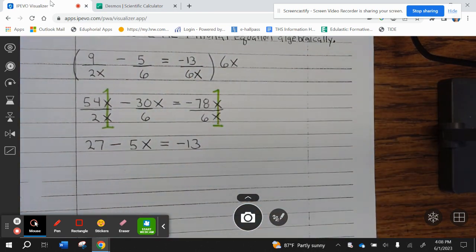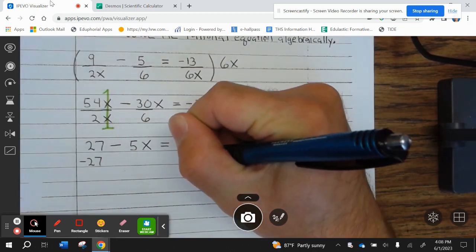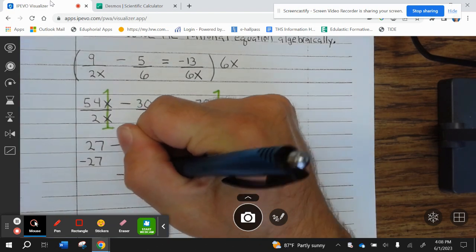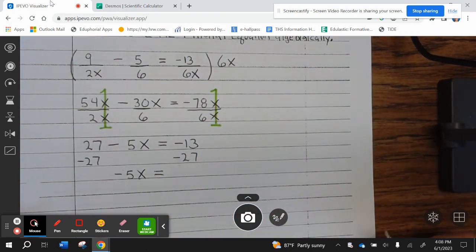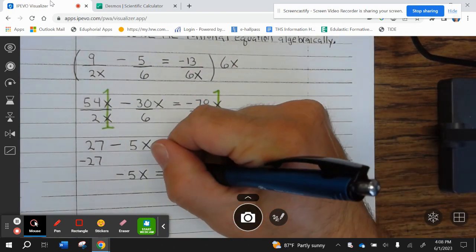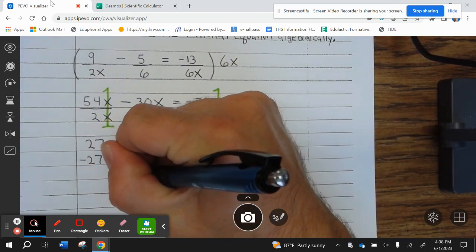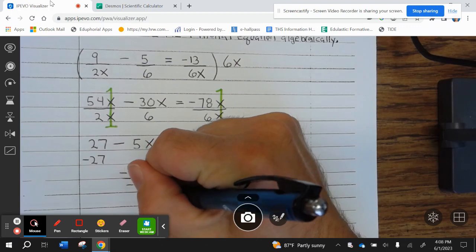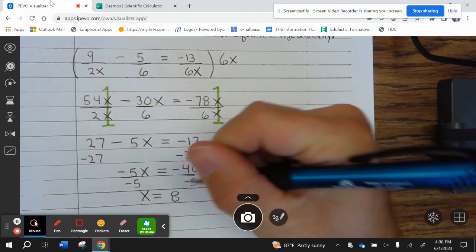Now we just finished solving algebraically. So we're going to subtract 27 from both sides. You get negative 5x equals negative 40, divided by negative 5. X equals 8.